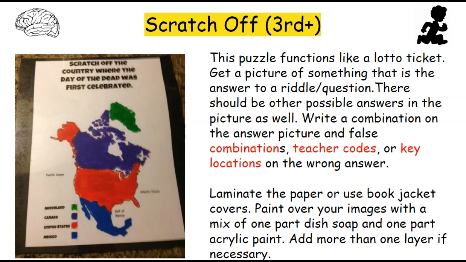In the example that I've given you, it says scratch off the country where the Day of the Dead was first celebrated. So the answer to that is going to be Mexico. So if you scratch off the blue for Mexico, it's going to give you the correct combination. But I also hid combinations under all of the other places in this picture.